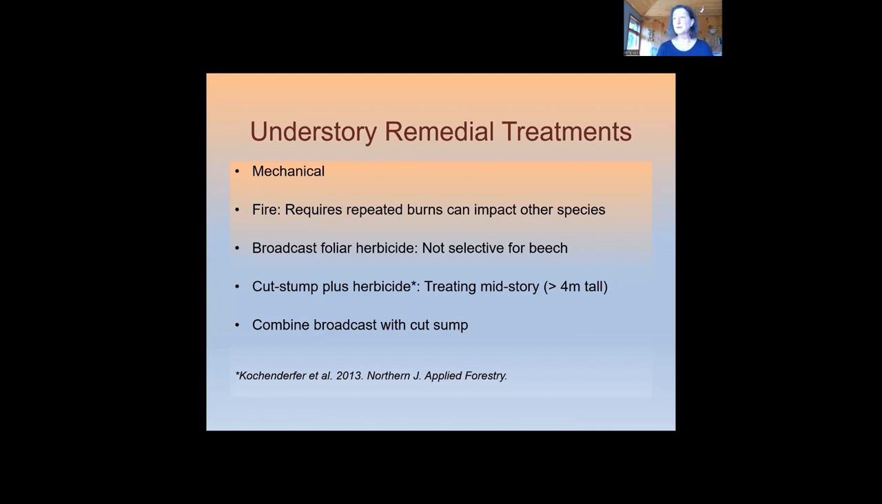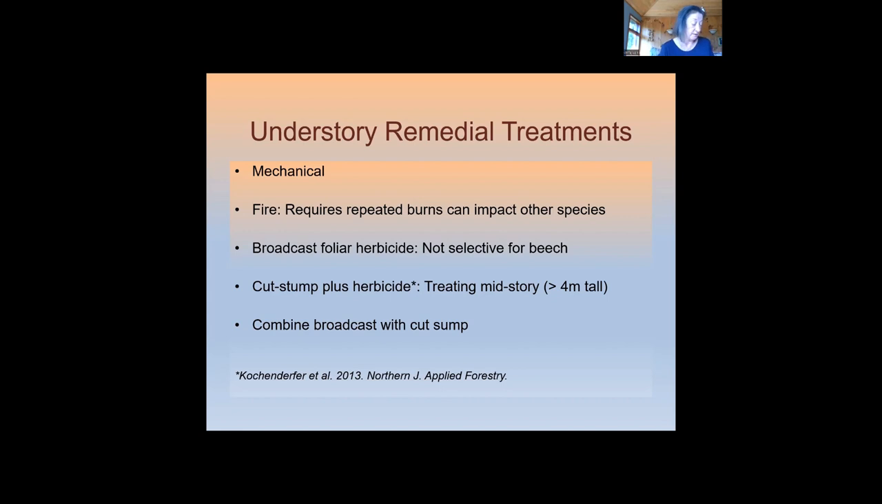Some commonly tried understory remedial treatments are mechanical, you know, just cutting it. Fire has been tried mostly experimentally, but it requires repeated burns over many years. I think the longest study, the most successful study, took like 9 years and several fires to actually reduce the amount of beech. Of course, burns affect other species. In our part of the world here, we use it to promote oak, and so, discriminating against beech in favor of oak, fire is a good thing.